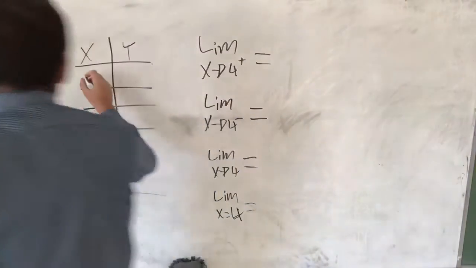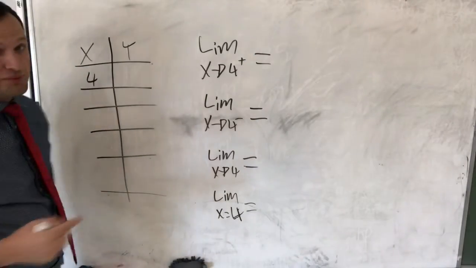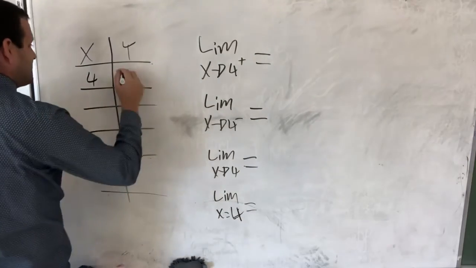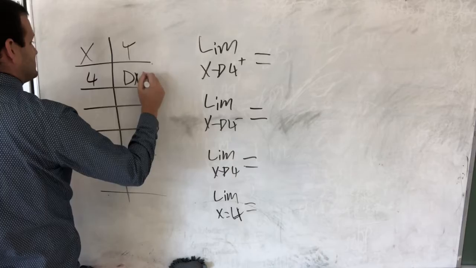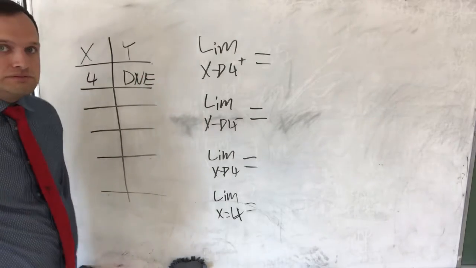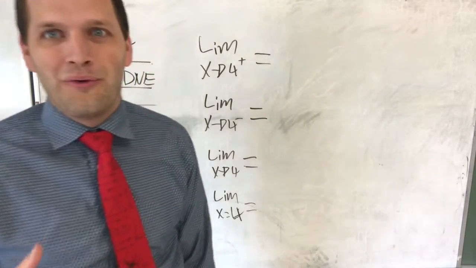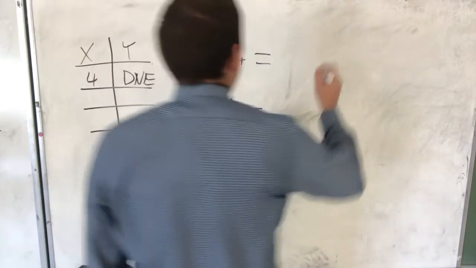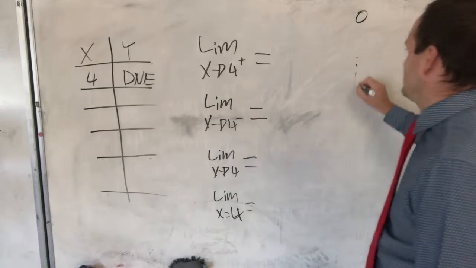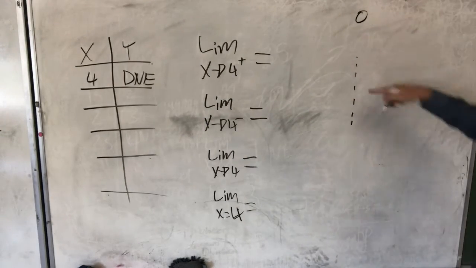You might plug in 4. Then a computer would tell you what the y value is going to be. Y value does not exist. Well, okay, so we know that there's a hole or asymptote there. That's two of the things that could be happening. Okay, that's option 1, this is option 2.